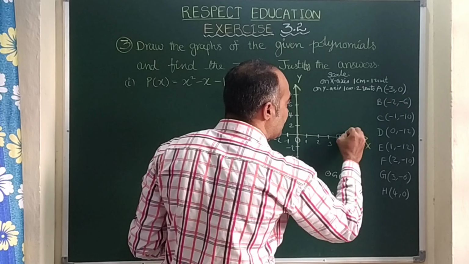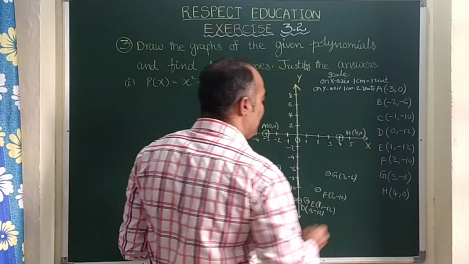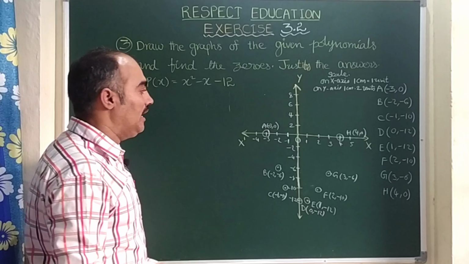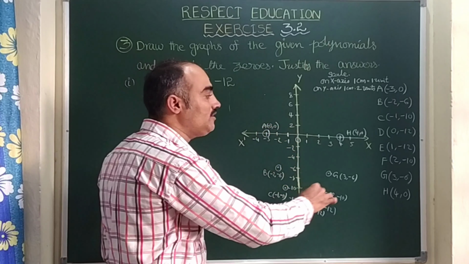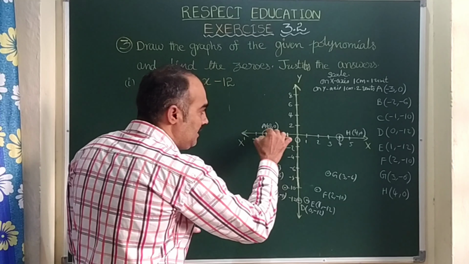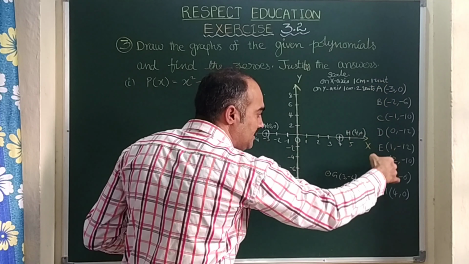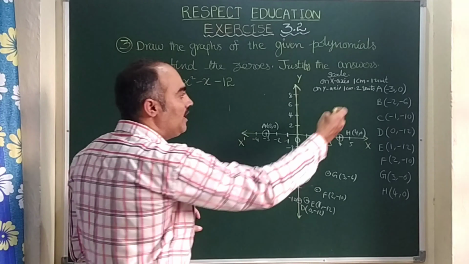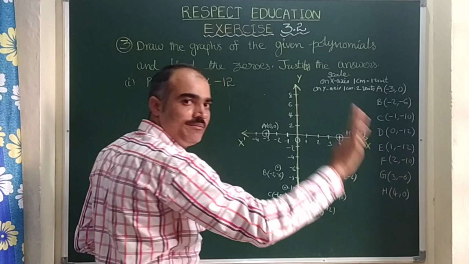This is what H (4, 0). Now without confusing, let us join all the points with free hand only. Okay, so here see, just in the alphabetical order, just you join it as you have A, B, C, D, E, F, G, H, in the same order you follow.